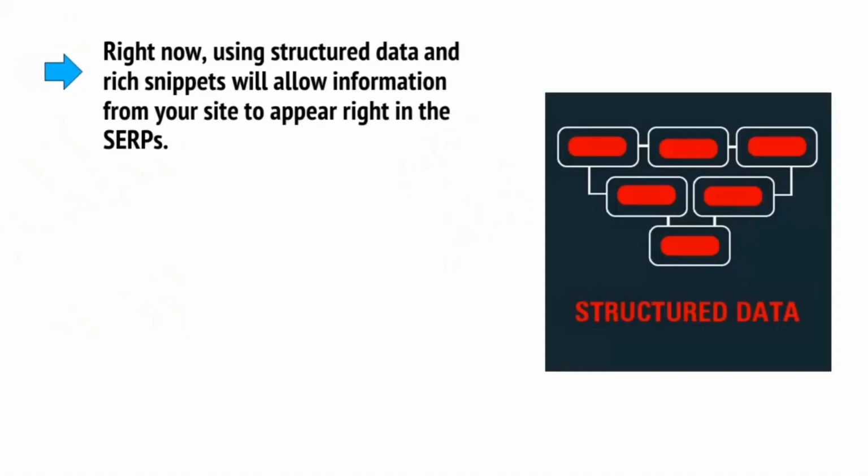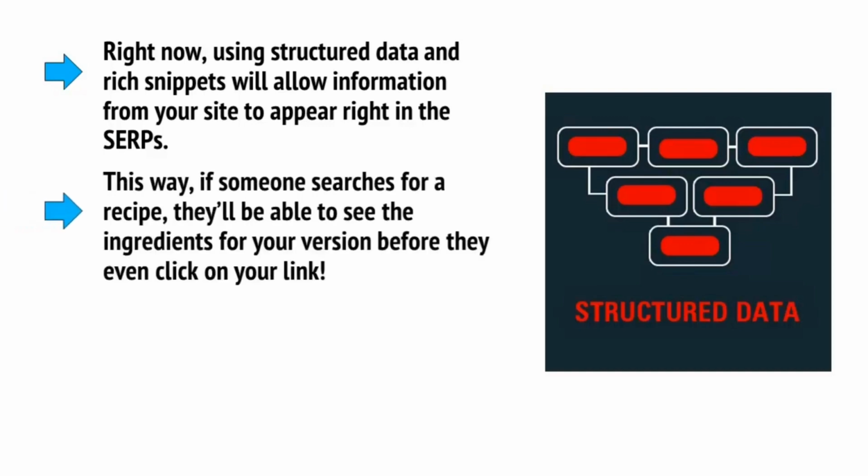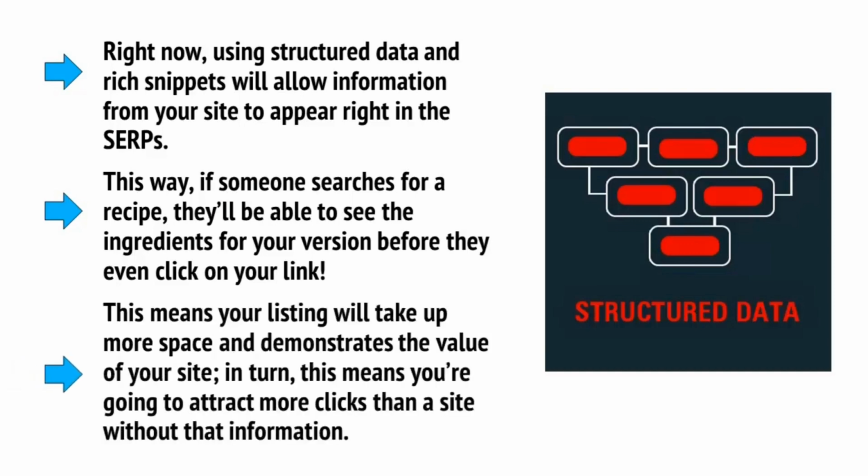Right now, using structured data and rich snippets will allow information from your site to appear right in the SERPs. This way, if someone searches for a recipe, they'll be able to see the ingredients for your version before they even click on your link. This means your listing will take up more space and demonstrates the value of your site. In turn, this means you're going to attract more clicks than a site without that information.